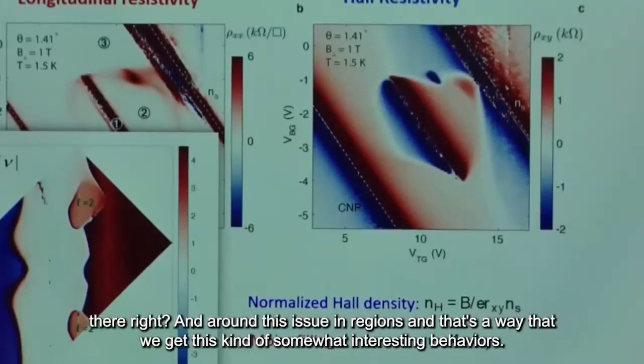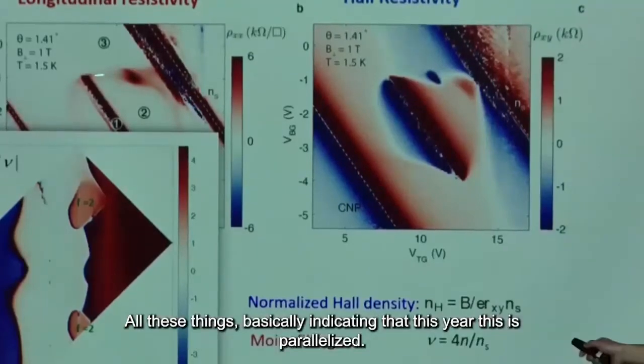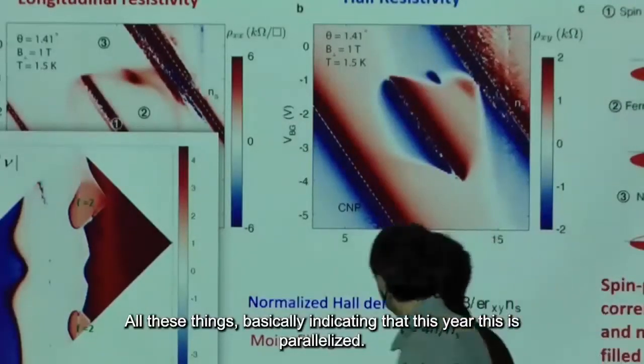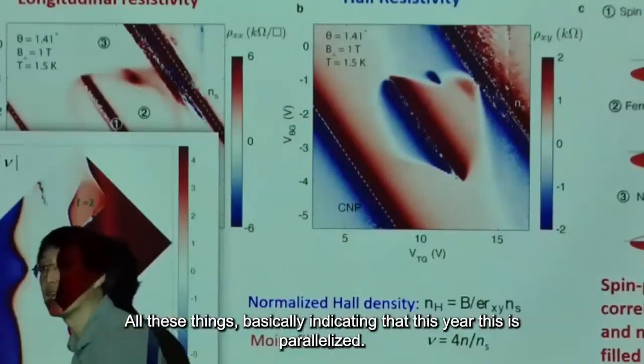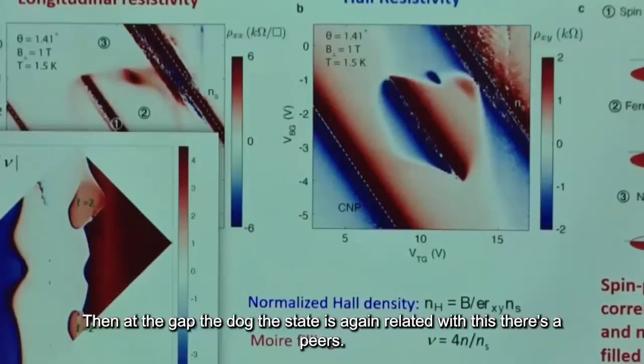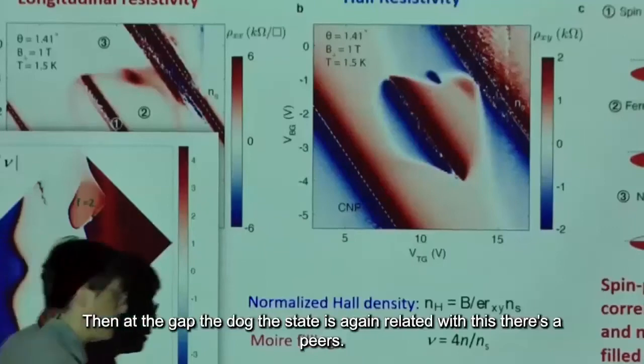And around this insulating region, that's where we get somewhat interesting behaviors. All these things basically indicate that near the spin polarized gap, the doped state is again related to a spin polarized ferromagnetic and metallic state, right? And so this is another good example. There's superconductivity that creates a doped correlated state. In this particular case, some sort of ferromagnetic metallic state appears near this spin polarized gap. I think that's one good example.